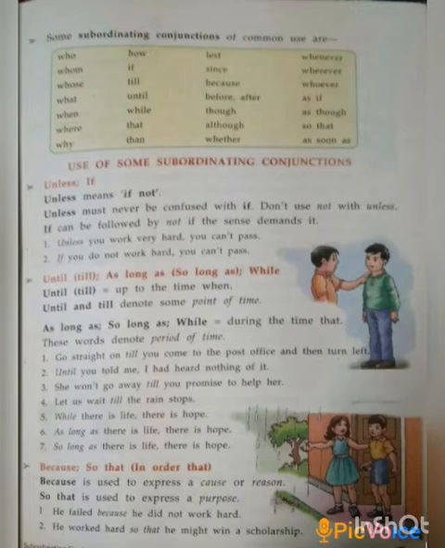Now, uses of some subordinating conjunctions. In which places are they used? Now we can learn. First one, unless and if. Unless means if not. Unless must never be confused with if. Don't use not with unless; only use the positive with unless. If can be followed by not when the sense demands.